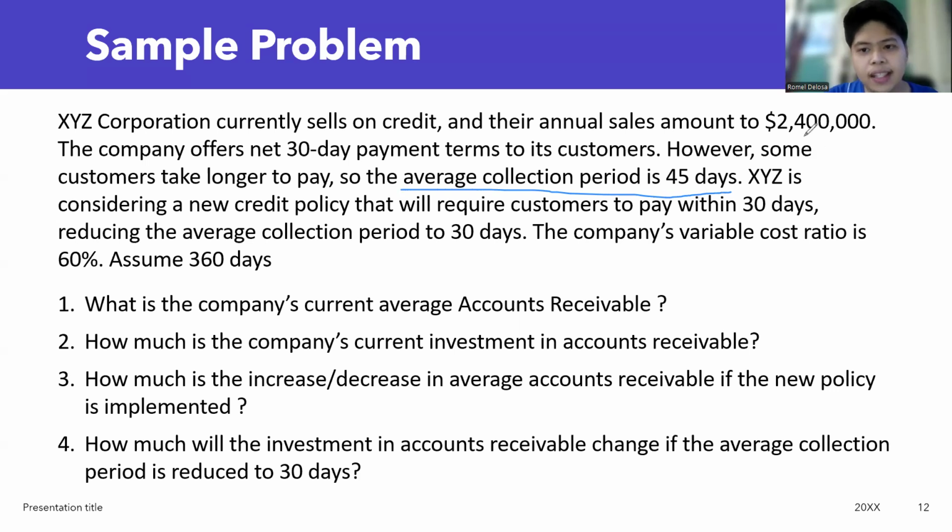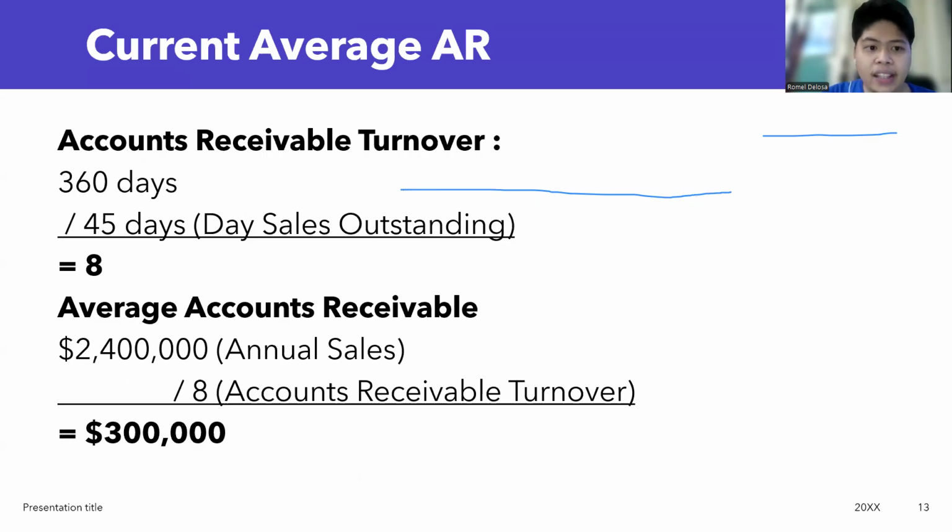Tapos, given din dito yung sales. The sales here is $2,400,000. So that's their annual sales. So how do we compute for the average AR? So the first step is, ang gagawin muna natin is to use the average collection period of 45 days to find the accounts receivable turnover.